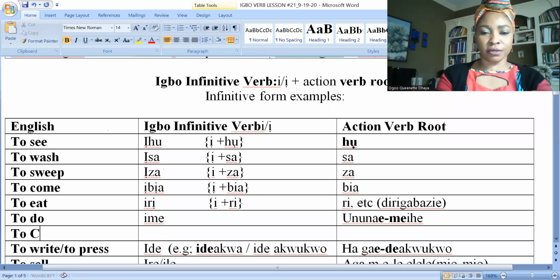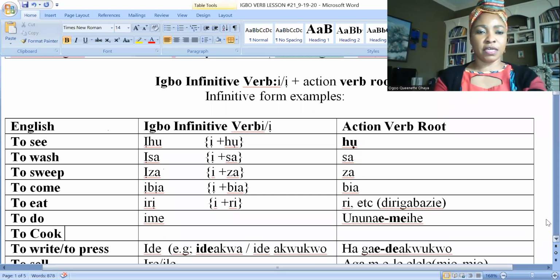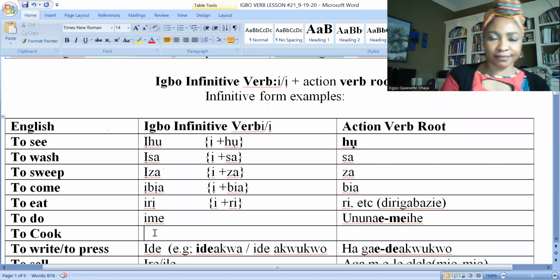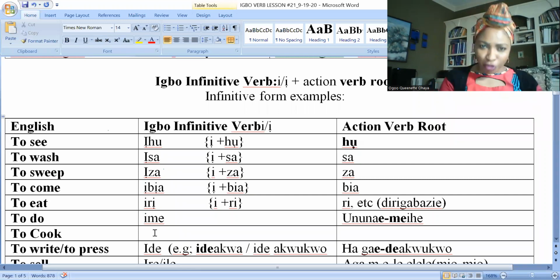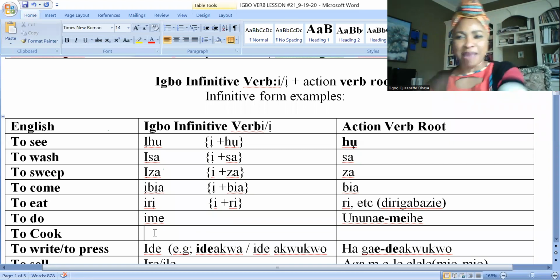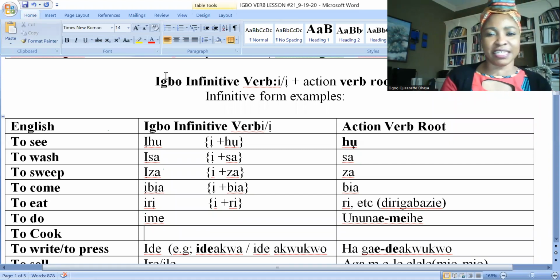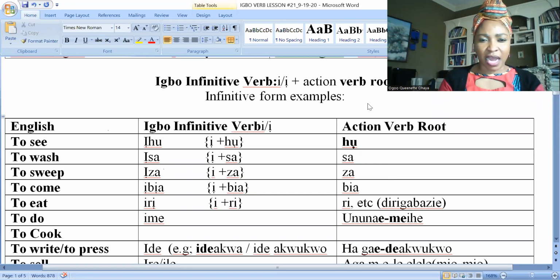To cook. Who will tell me how to say to cook? Raise your hand. You know to eat is iri. To do something, to do is ime. Now, let me see. Somebody's raising a hand. Okay, let me see. Who is that? Who will tell us how to say to cook? Okay, Olisa, to cook.